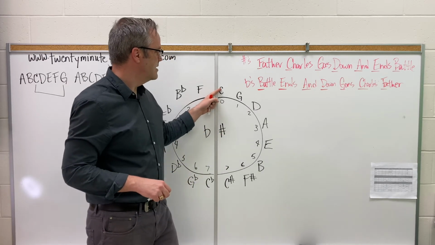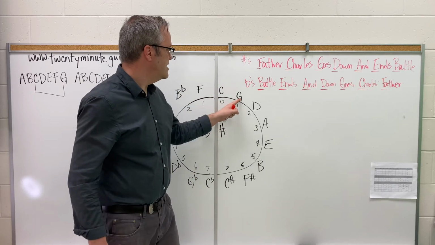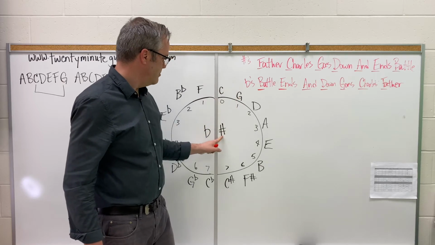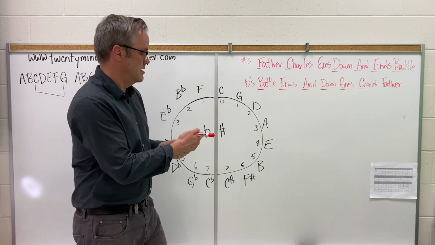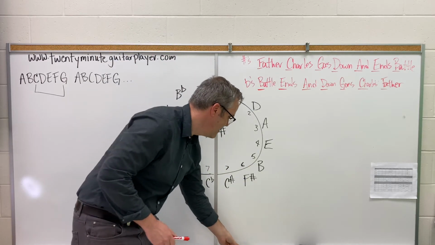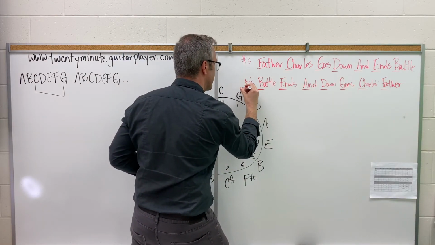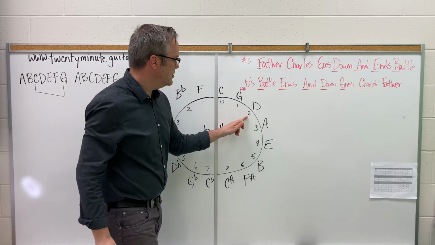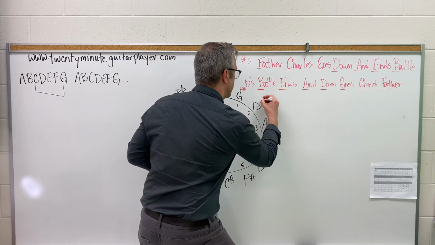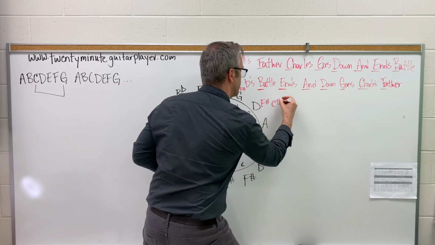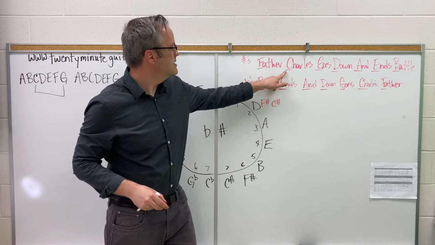So C has 0 sharps and flats, right? We know that. So now G has 1 sharp, which is F. That's why we did the order of sharps and flats with our mnemonic device. Let's write it down. G has 1 sharp, and it's F sharp. Okay? Now D has 2 sharps. So it would be the first 2, F and C. So F sharp, C sharp. And then A has 3 sharps, F, C, and G.